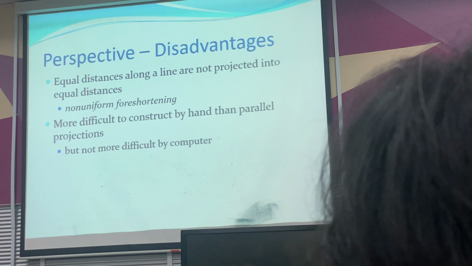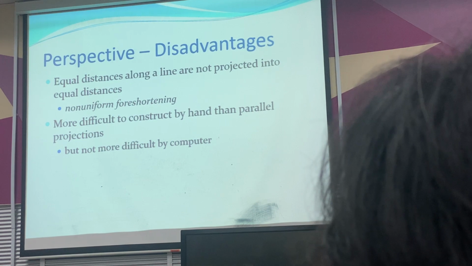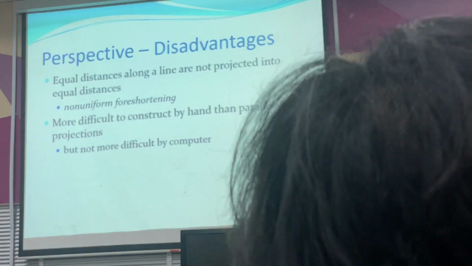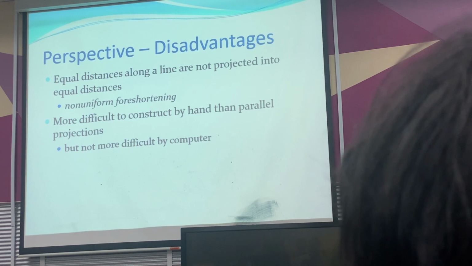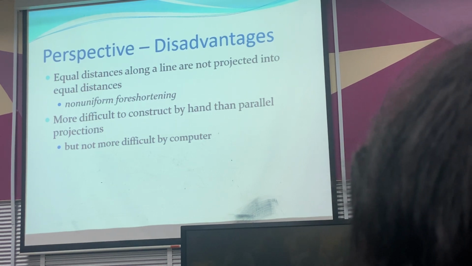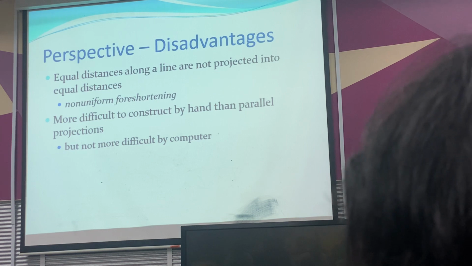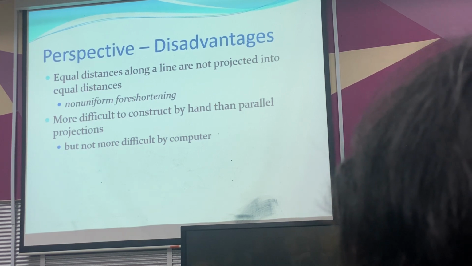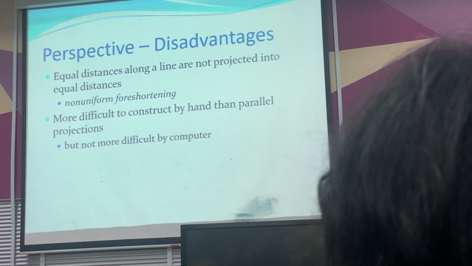Any disadvantages of the perspective view? Equal distances along the line are not projected into equal distances. It depends on how you define your distance on your screen and the distance in the real world. They may be different, and that is called non-uniform. You just know which one is far and which one is close, but how far or how close, you cannot tell. This is because your 3D space and each of them may use a different scale or viewing volume size, which we will see later.